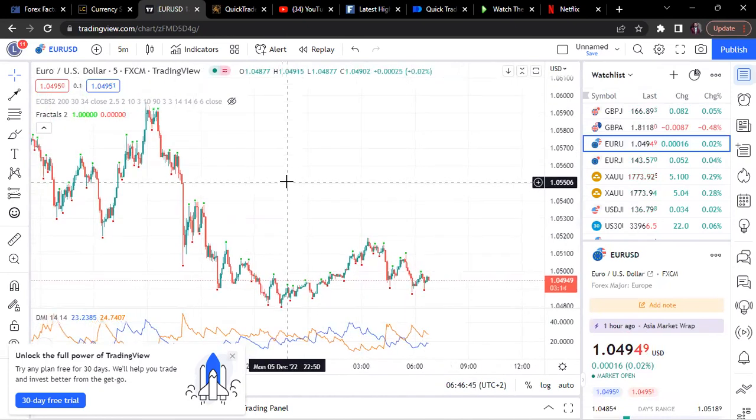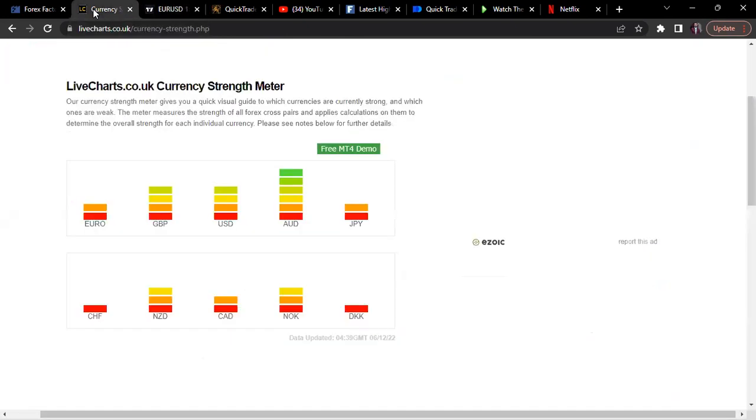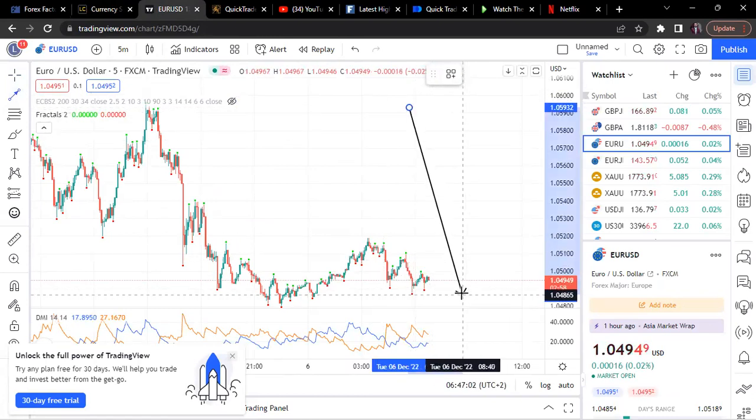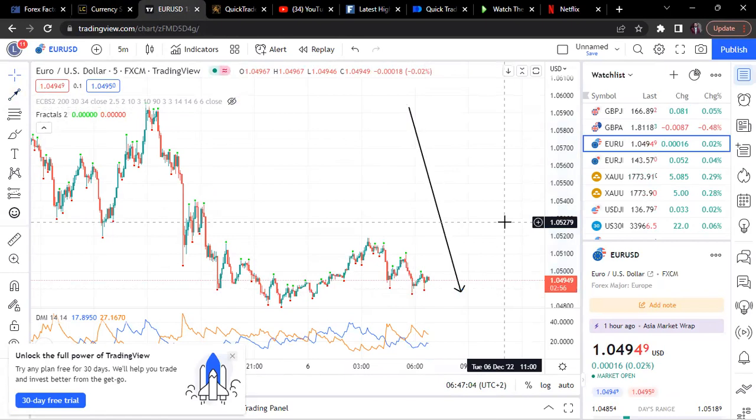Now, remember on Euro USD, what did we say we wanted to see? We said we wanted to see a sell trend because the second currency, which is the USD, is stronger than the first currency. Look at Euro USD here. Can we all agree that Euro USD is on a sell trend? Yes, we can. All right. Can you see that?